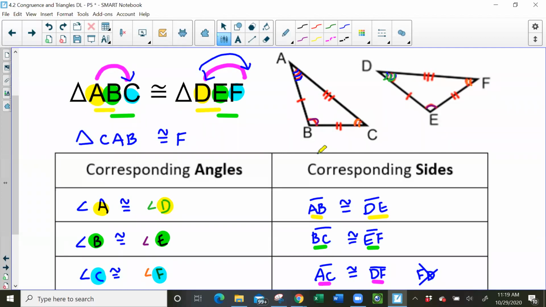C and F correspond. What corresponds to angle A would be D. What corresponds to angle B would be E. So it depends on how they write the first triangle as to how you write the second triangle. That's what I'm talking about, and both of these congruence statements are true. So they can write them either way. And I also could have written this first triangle in a few different ways.